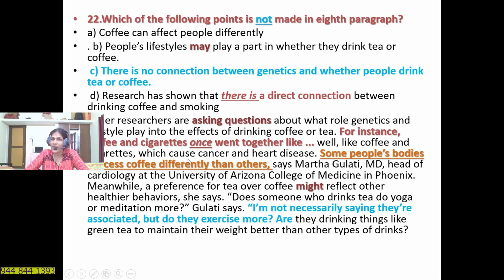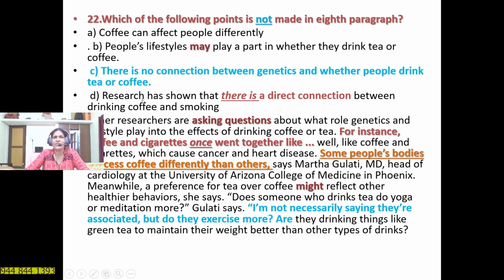So option number 1 is made in the paragraph. People's lifestyle may play a part in whether they drink coffee or tea. They talked about lifestyle. Definitely it is there. They might reflect other healthier behaviors. Healthier behaviors are nothing but lifestyles. For example, does someone who drinks tea do yoga or meditation? That is, they talk about exercising. These are the lifestyles they talk about.